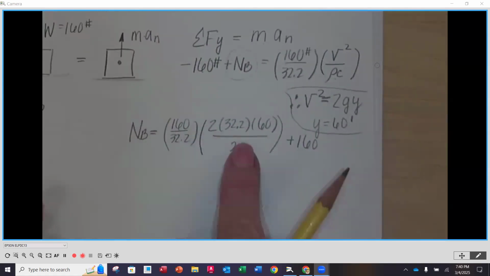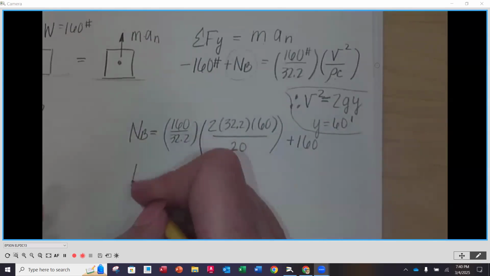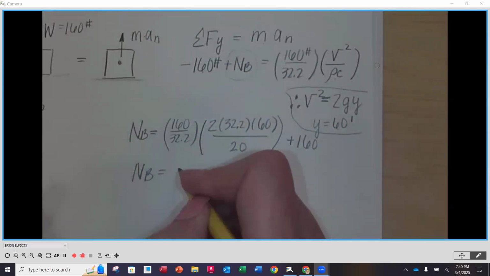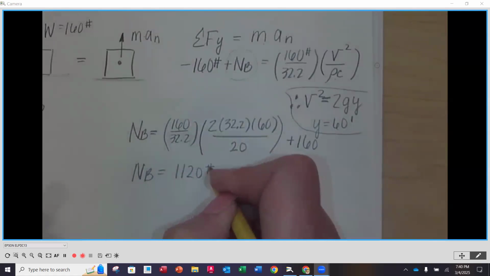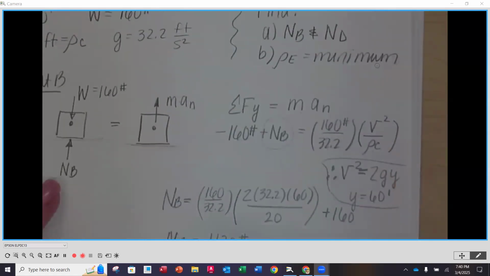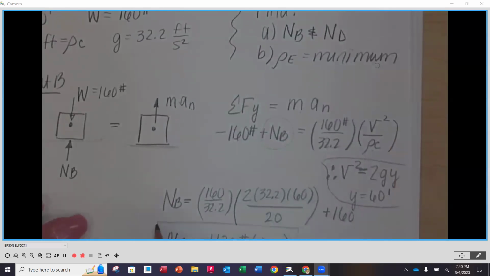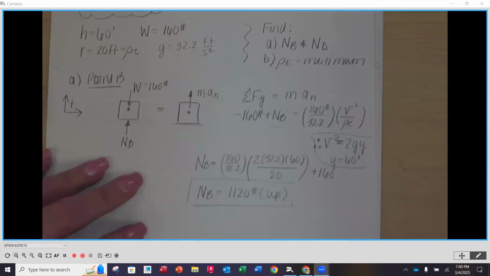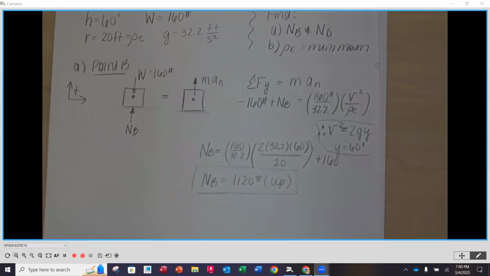So now we know all of these values. So you should get NB equal to 1120 pounds. And NB is confirmed direction, so that means that it's going to be going up. So that's the normal force, or the force that is pushing on the person in that cart at point B.